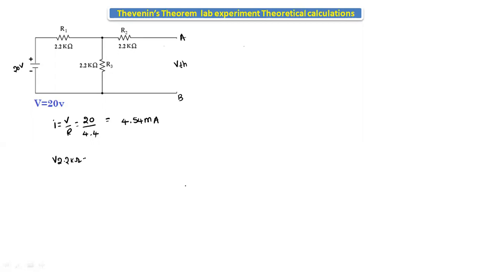Voltage across the 2.2 kilo ohm: the formula is I into R. We already know the current value I is equal to 4.54, and the resistance value is 2.2 kilo ohm. 4.54 into 2.2, if we calculate, we will get 10 volts. So from this we can say that VTH is equal to the voltage across the 2.2 kilo ohm, which is 10 volts. As the other resistor is open, the same voltage we can take as VTH. So if we apply 20 volts, we got 10 volts.